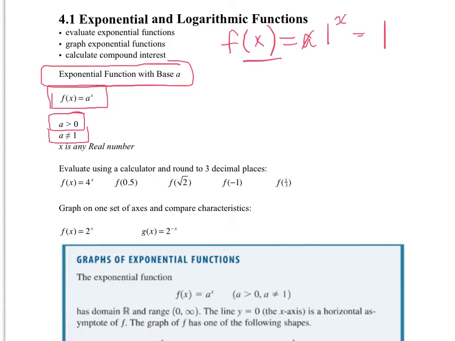So f of x equals 1 is not really a very interesting function, and doesn't really look like an exponential function anyway. So we won't allow bases to equal 1, but any number greater than 0 except for 1 can be a base for an exponential function. And now the other interesting thing is that x can be any real number at all.